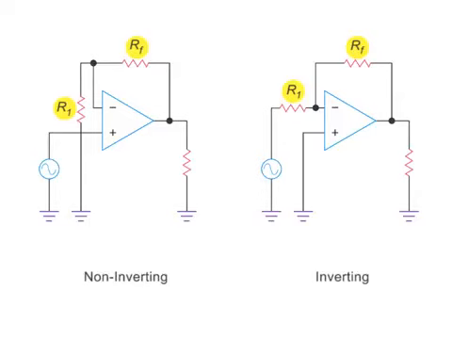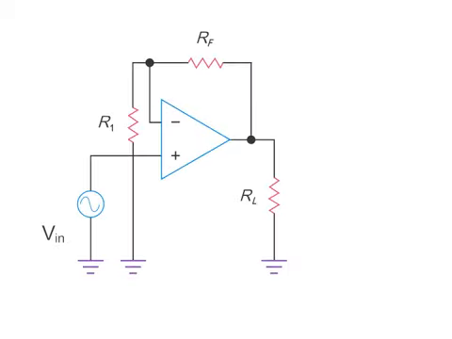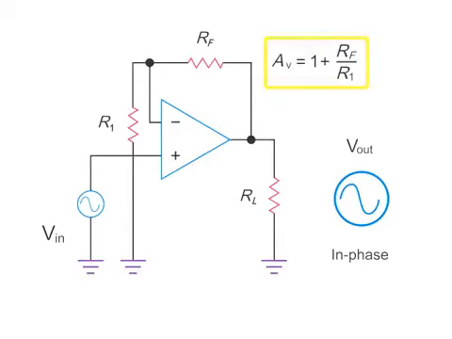We'll first look at the non-inverting circuit. The non-inverting circuit employs the amplifier's positive input to produce an output signal that is exactly in phase with its input signal. By adjusting the resistor value at the feedback resistor, RF, you can easily calculate different amplification factors with the equation 1 plus RF divided by R1.